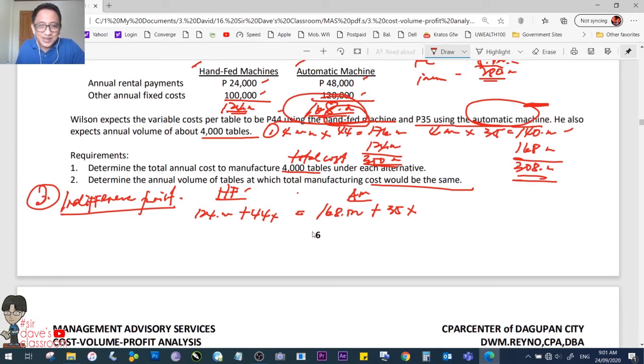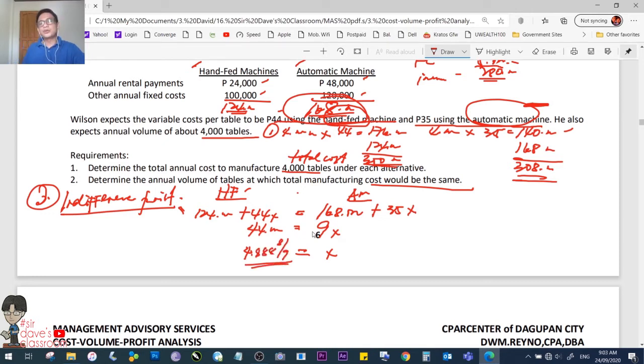So, 124,000, i-transpose mo sa kabila, it becomes negative. So, deduction yun. Pa-deduct na lang. 44,000. And 44,000, of course, sa kabilang bahay naman si 35 pesos. So, 44 less 35, that would be 9x. So, we divide both sides by 9, 44 by 9, and then 9 by 9. Ultimately, x lang ang matitira dito. So, x, may value pa pala yung x mo, 4,888 and 8 over 9.